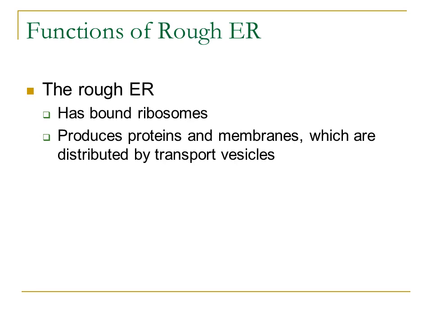Now, the rough ER was the other type of endoplasmic reticulum, and it has a slightly different function. Well, it's rough, which means it has ribosomes bound to it, and it's going to produce proteins and membranes, which are going to be distributed by different types of transport vesicles we'll talk about. So that would make sense if we think about the fact that ribosomes are there to help produce different types of protein, and if they're attached to the rough ER, it's also going to assist with the production of proteins.